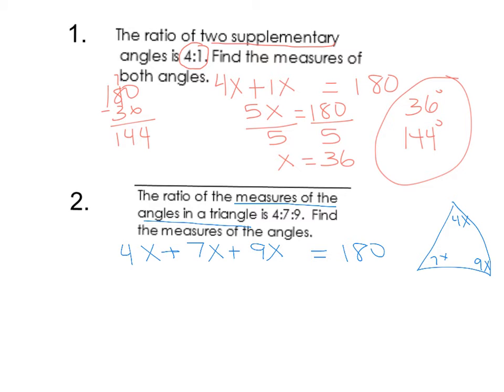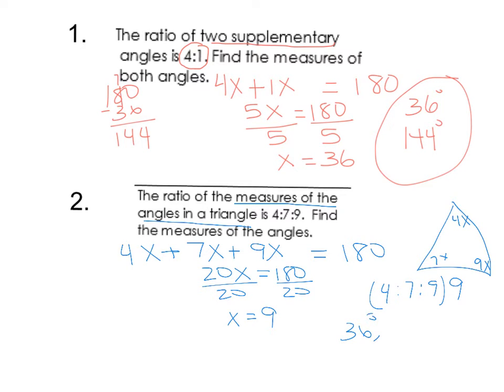So let's add that together. We get 20x equals 180. Divide by 20. x equals 9. So the measure of each of the angles, we're going to multiply the 4, 7, and 9 all times 9. So we get 36 degrees, 63 degrees, and 81 degrees. And those are our 3 angles.